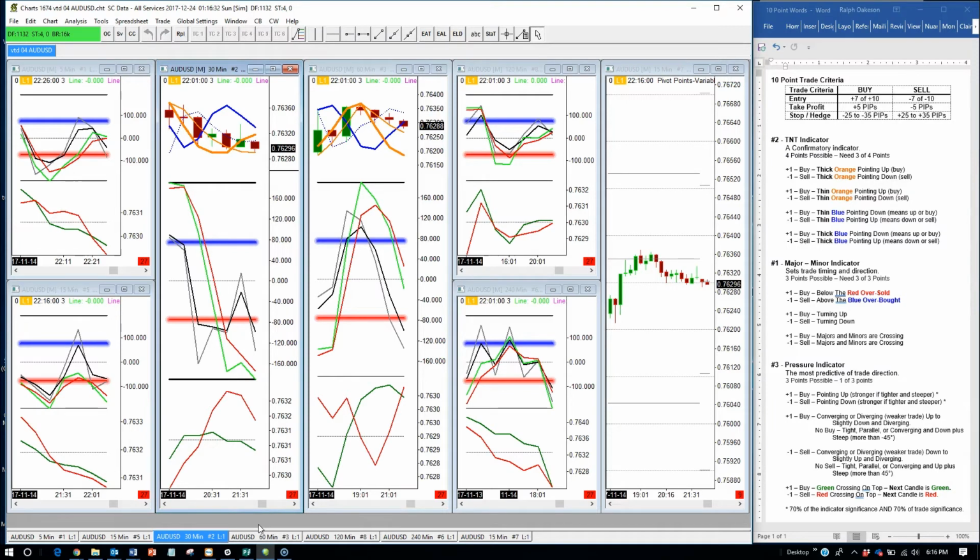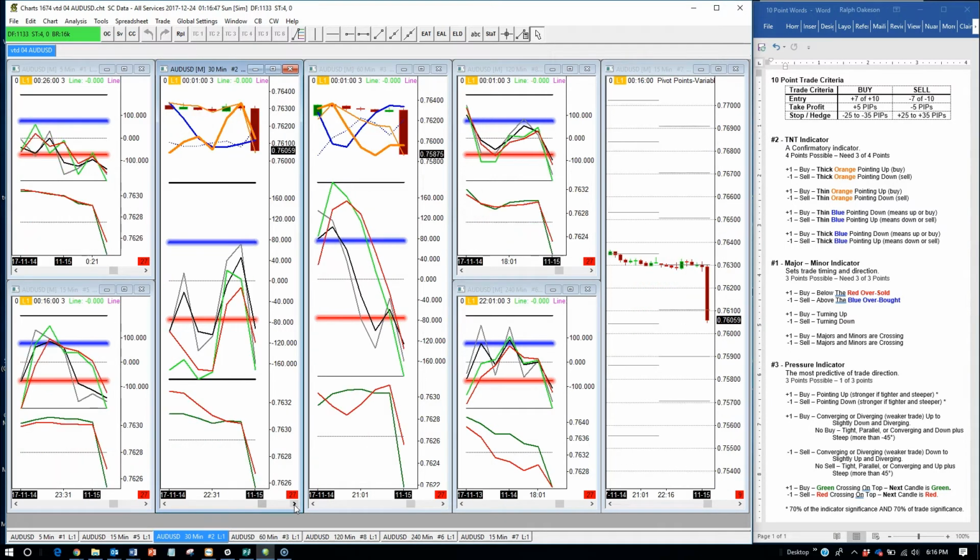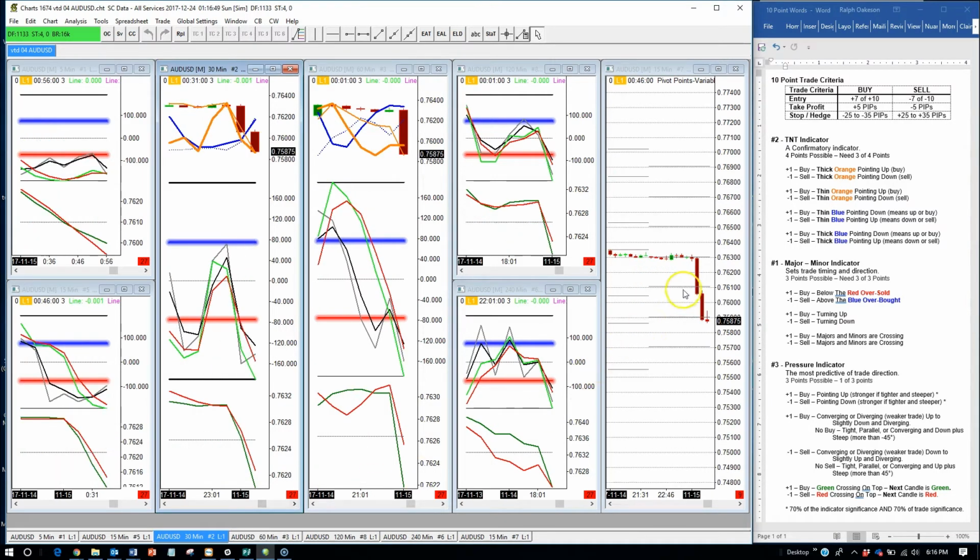Now, let me find a perfect trade, okay? And so I can show you why these various charts are here. So I didn't give myself much place here. Let's see if we can find a perfect trade. That would have been nice.